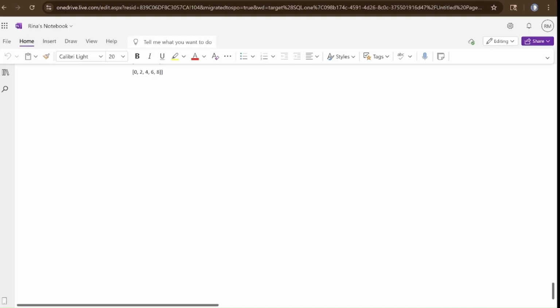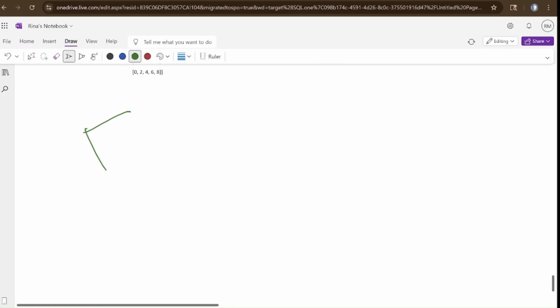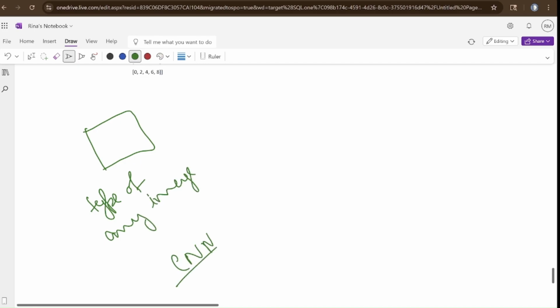As of now we have learned that to understand the type of any image we use a CNN or convolutional classifier, and in a convolutional classifier you have two parts.